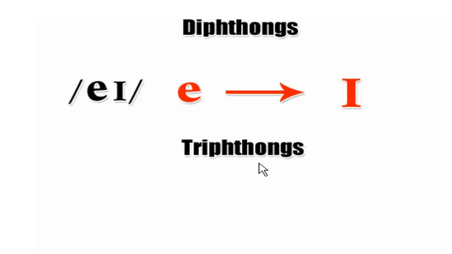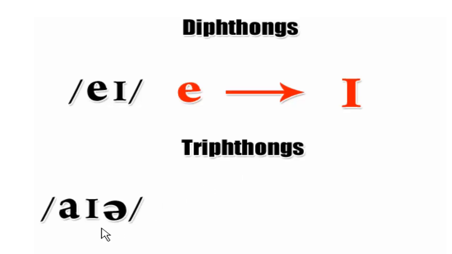And finally, some sounds are called triphthongs. While diphthongs serve as a combination of two vowel sounds, triphthongs serve as a combination of three vowel sounds. When pronouncing a triphthong, the tongue begins with one vowel sound and it glides through a second to a third vowel sound.